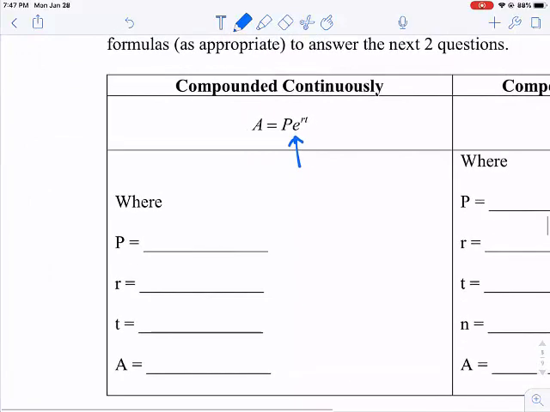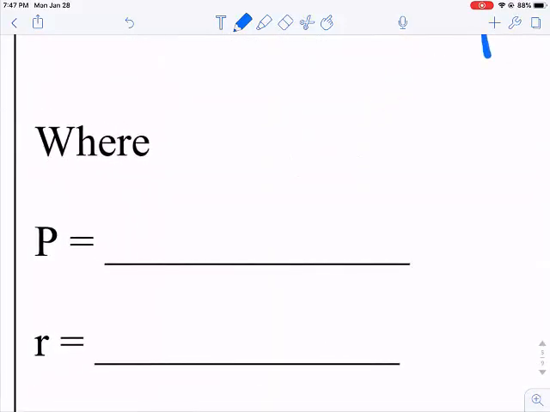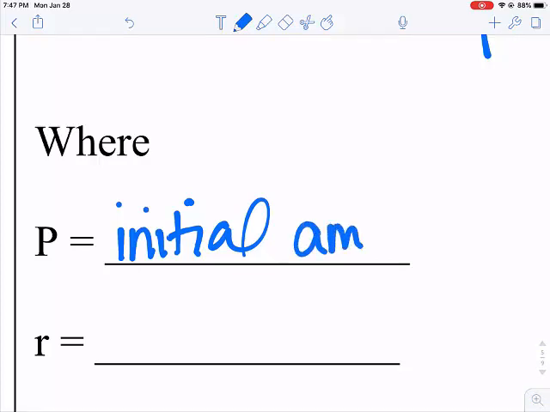So P is basically the amount that you're putting in. So it's going to be the initial amount. These are used for interest. So compounded continuously. I'll explain what that really means in a moment once we define everything. So this is your initial amount. In other words, if you were going to the bank and you were going to deposit an amount, this is how much money you bring to the bank.